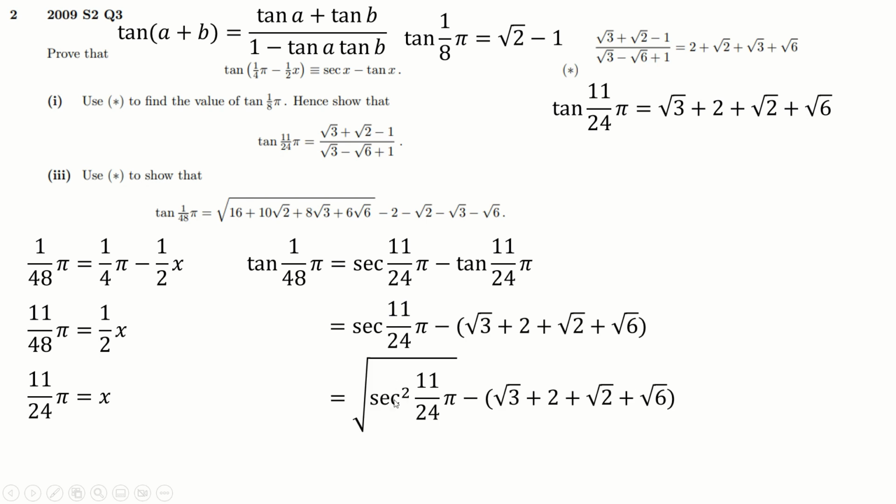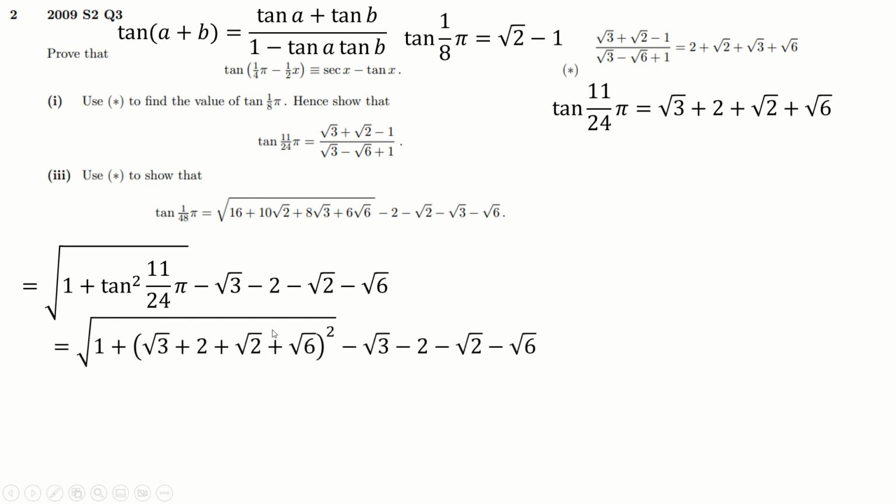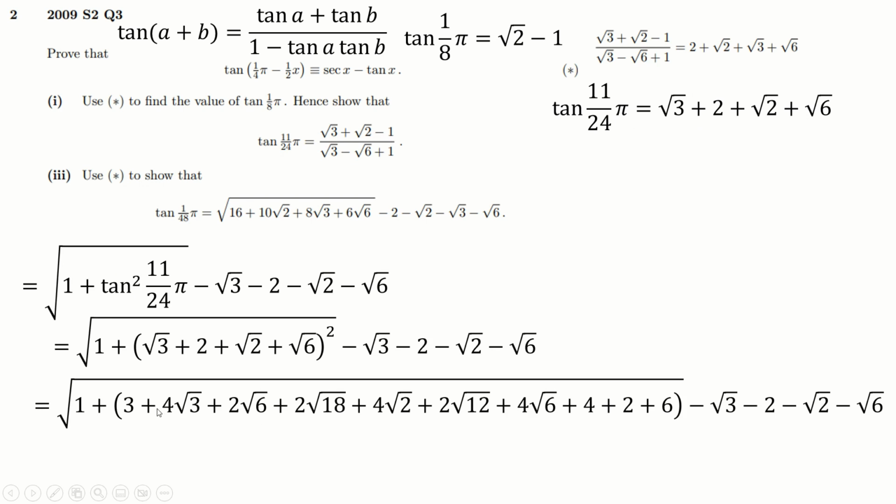And then you can just say, well, sec squared is 1 plus tan squared. But you know tan at this value, so therefore you know tan squared at this value. It's just this thing squared. And then you can square the whole thing out, which I did here, took some effort. I squared all this out. I times this by itself. It's just all the things times by themselves.